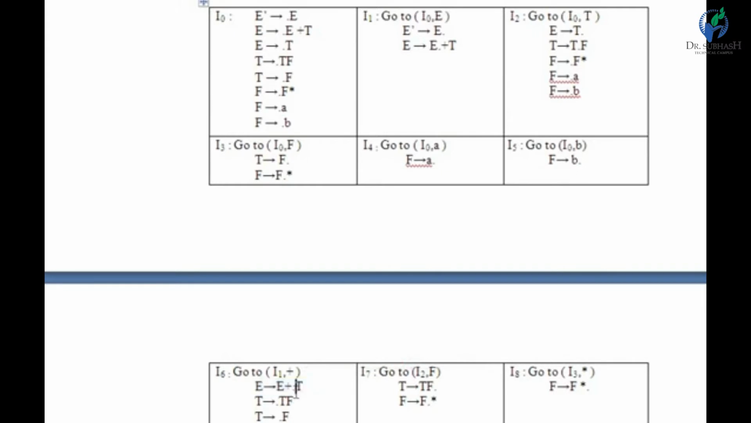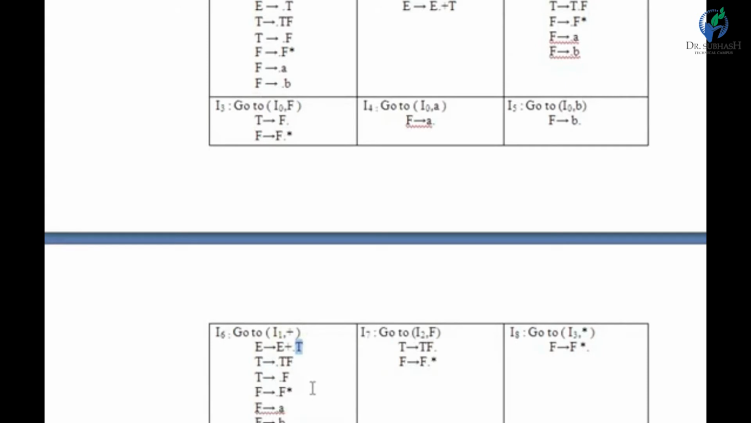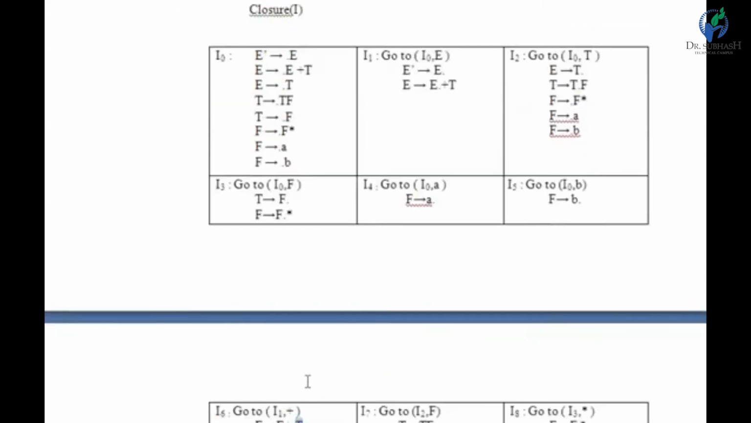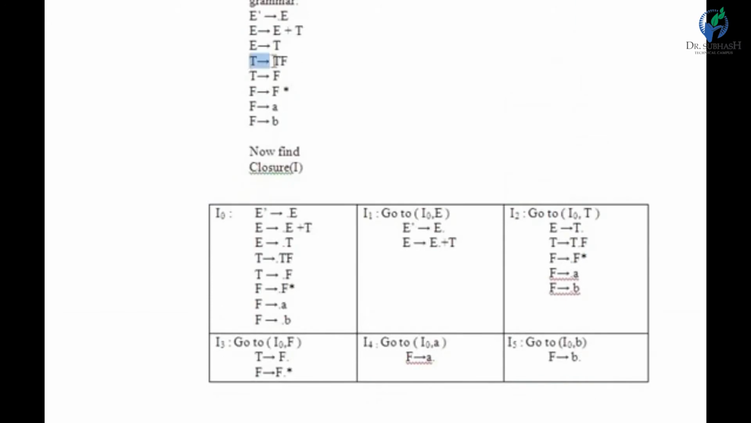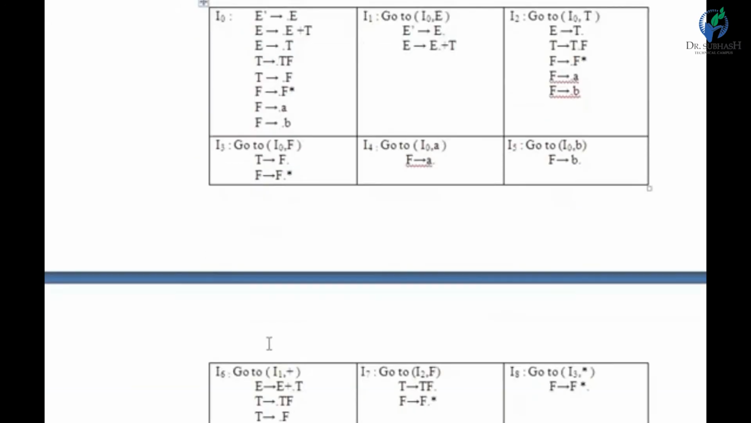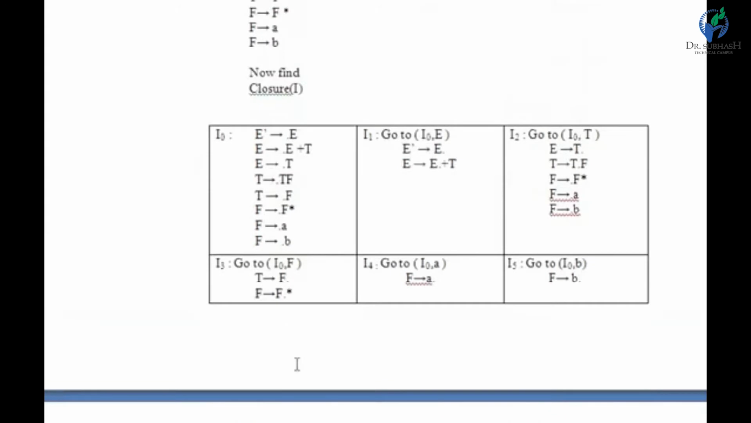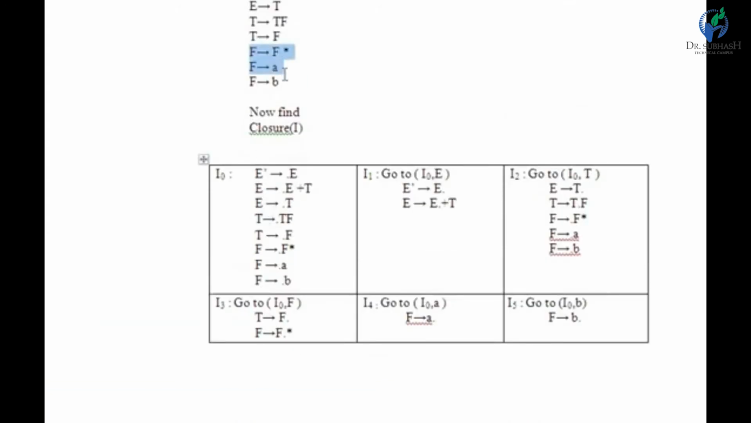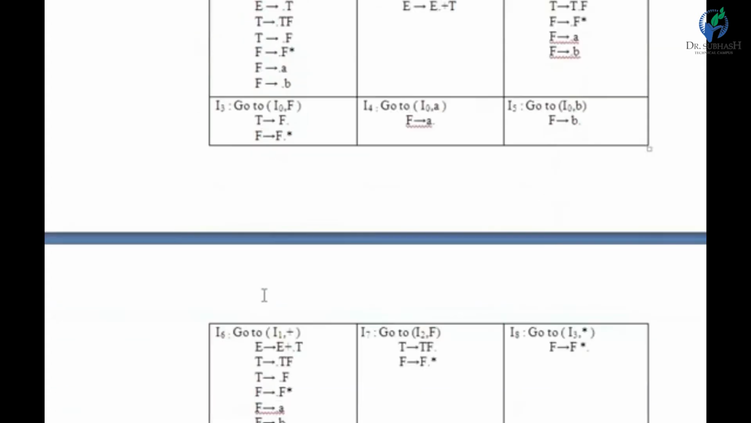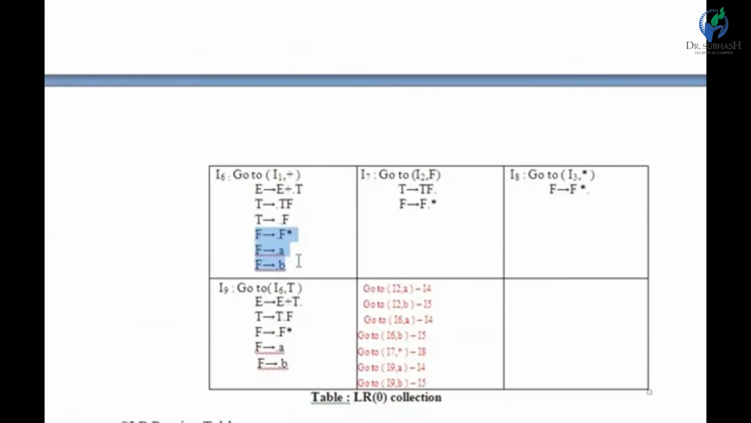Here after the dot you have non-terminal T. So write the productions of T. The productions of T are T gives TF and T gives F. So just put T gives dot TF and T gives dot F. Here after the dot you have another non-terminal, so consider that non-terminal's productions. So write F gives dot F star, F gives dot A, and F gives dot B.